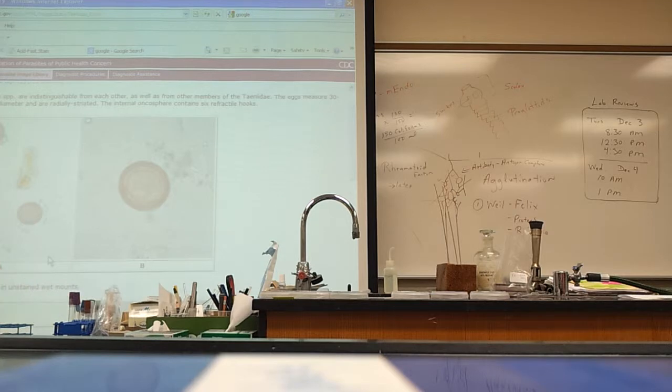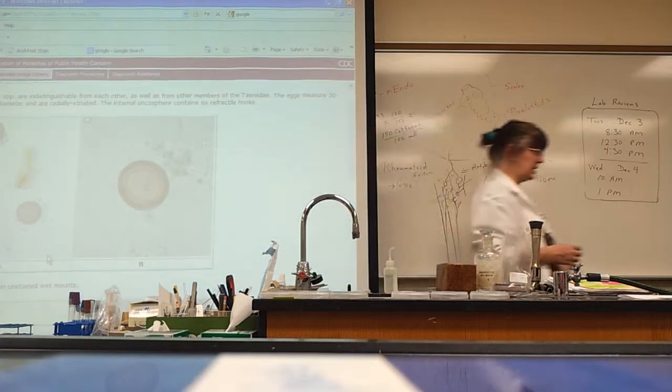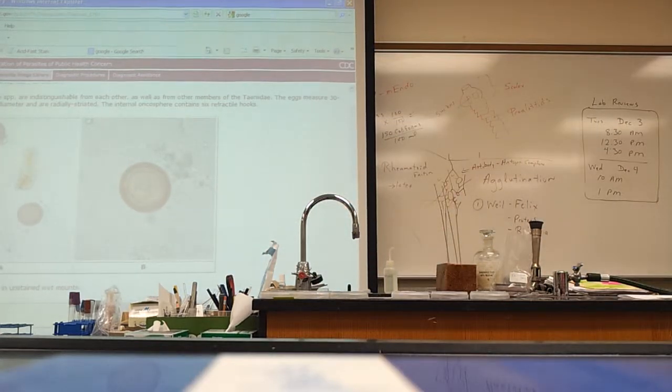Fasciola hepatica heads for what? The liver. It also has a very characteristic egg. What does its egg look like?